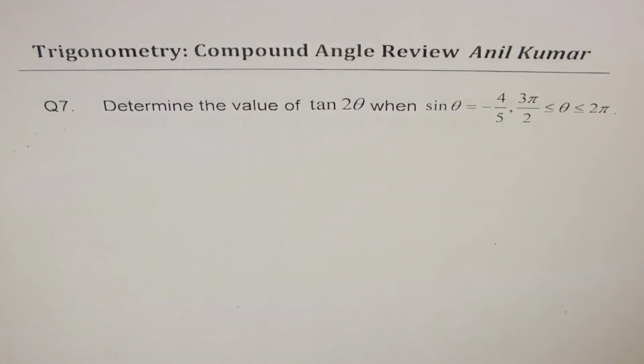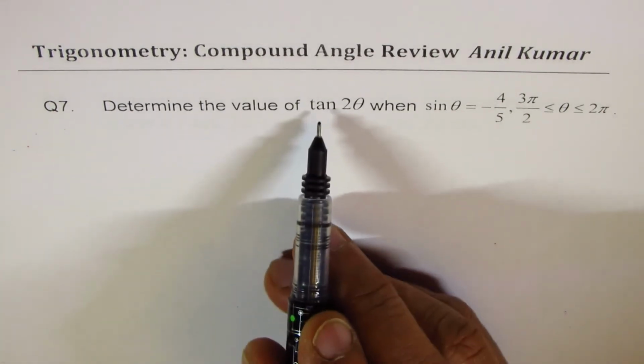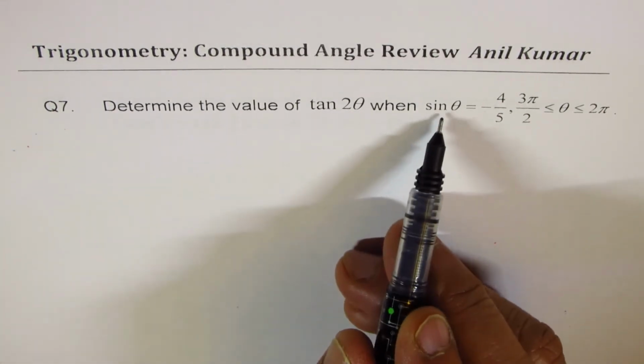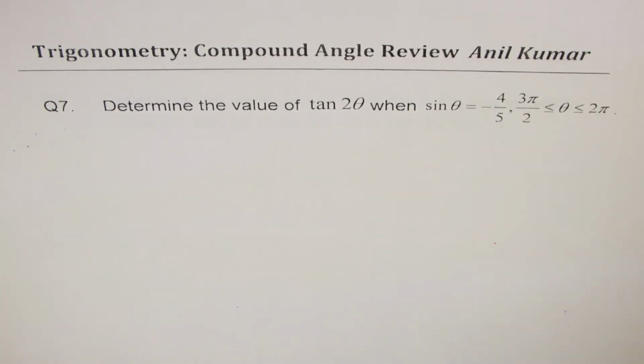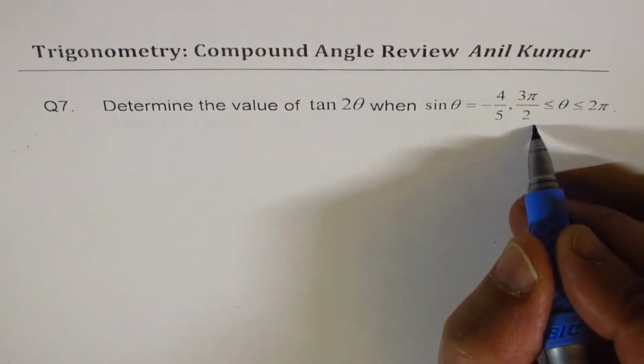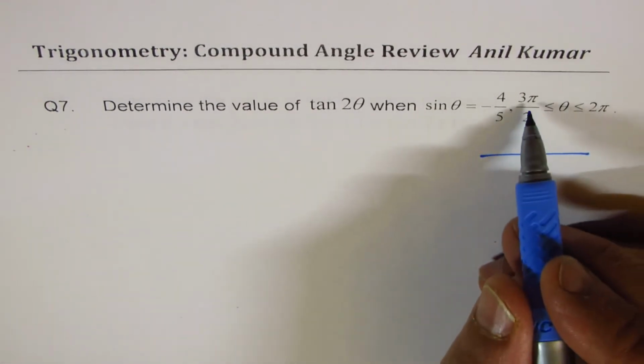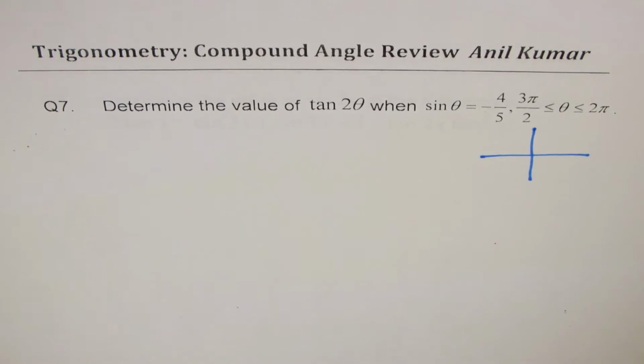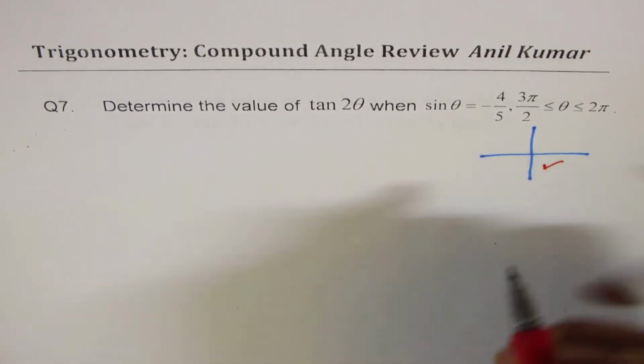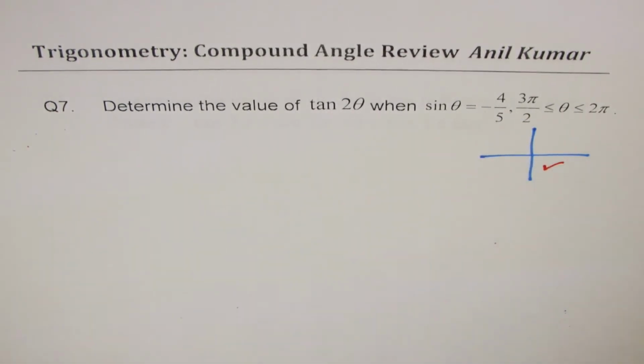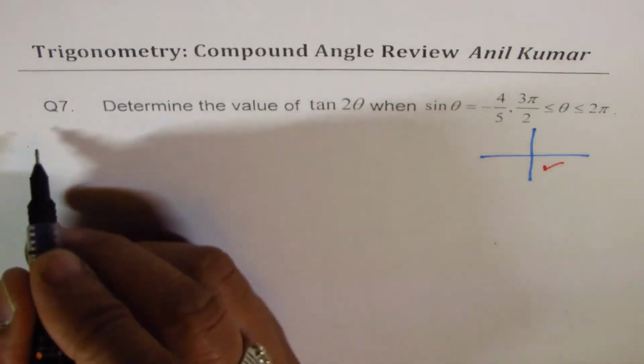Question number 7 is, determine the value of tan 2 theta when sine theta is given to us, and we are now in the quadrant between 3 pi by 2 and 2 pi. So we are now in quadrant 4, right? Sine theta is negative, makes sense. Okay, so let's write down.